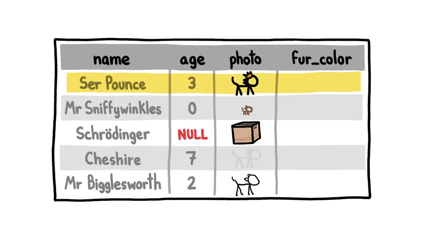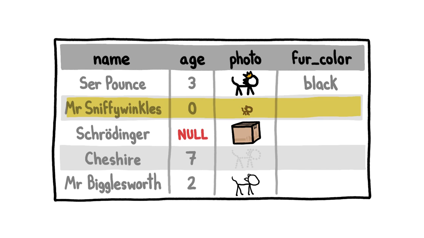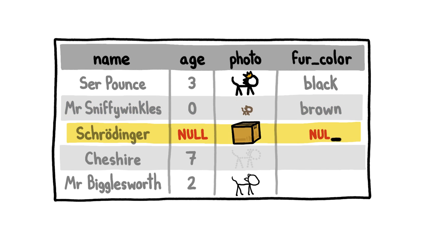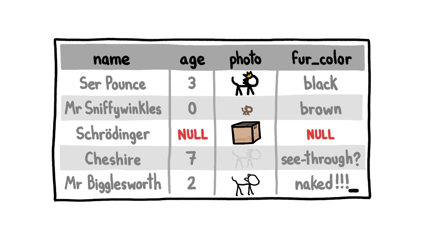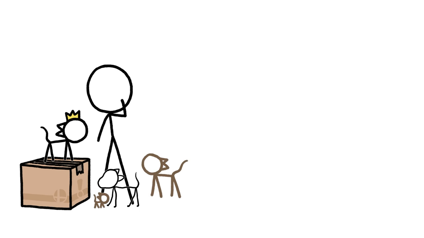So here we know that Sir Pounce has black fur and Mr. Sniffywinkles has brown fur, but we don't know about Schrödinger. Null doesn't mean no colour or no fur at all. It literally means there is no data here. We don't know what colour her fur is. This isn't just a cat-related problem.